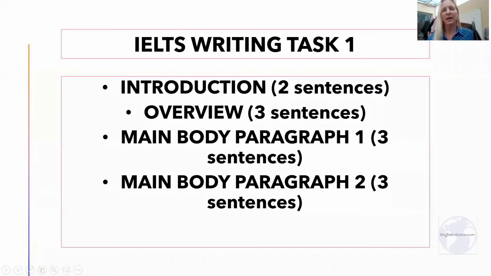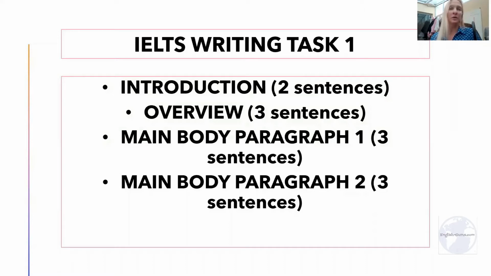If we take a look at the format for IELTS Writing Task 1, describing a bar chart, we need to have a clear introduction, about 2 sentences, an overview, which is about 3 sentences, main body paragraph 1, main body paragraph 2, and that's it. There's no conclusion, no opinion. That's really not necessary for this type of task, because after all, this is not an essay. This is a descriptive, factual text. So you don't need to give any conclusions.